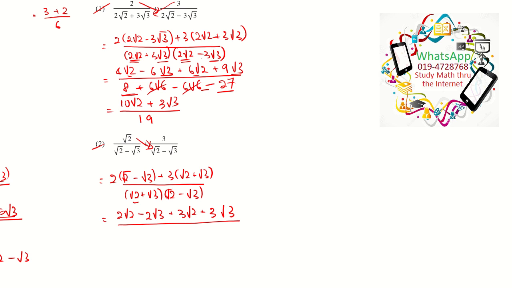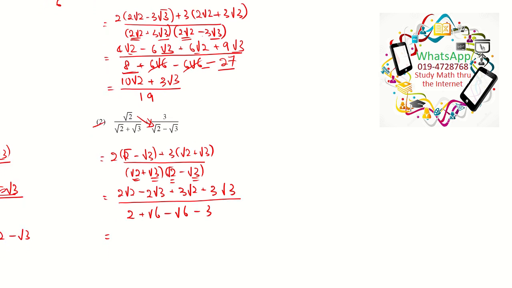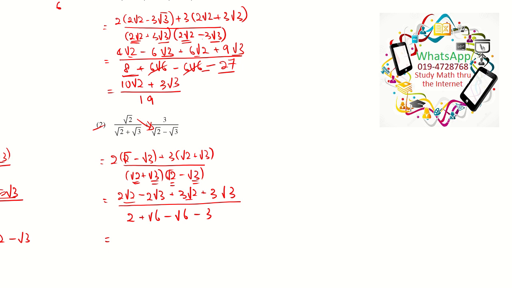Okay, denominator, this times this, 2, this times this, plus root 6, this times this, minus root 6, this times this, minus 3. Right. Summarize, root 2 and root 2, you get 5 root 2 minus 2 root 3 plus 3 root 3 plus root 3. Right, these two you can cancel, 1 plus 1 minus, so you get minus 1. We write again, minus 5 root 2 minus root 3.